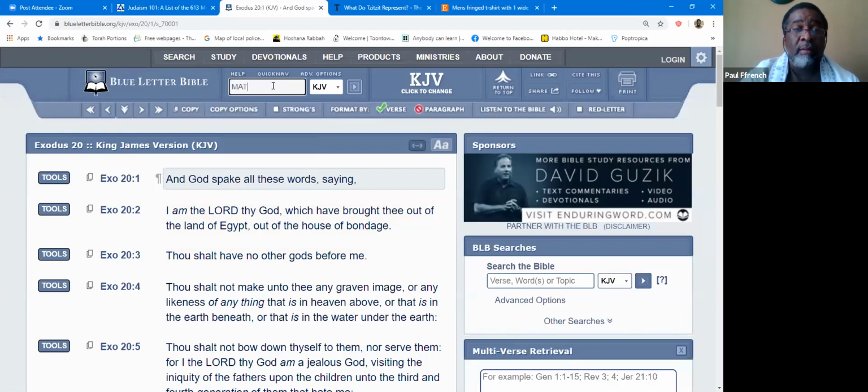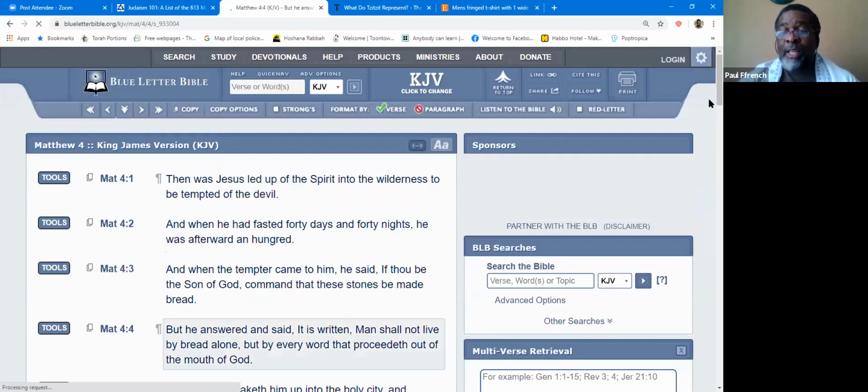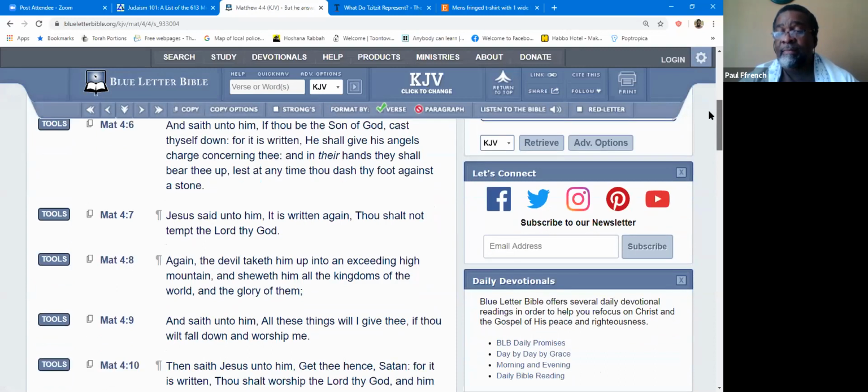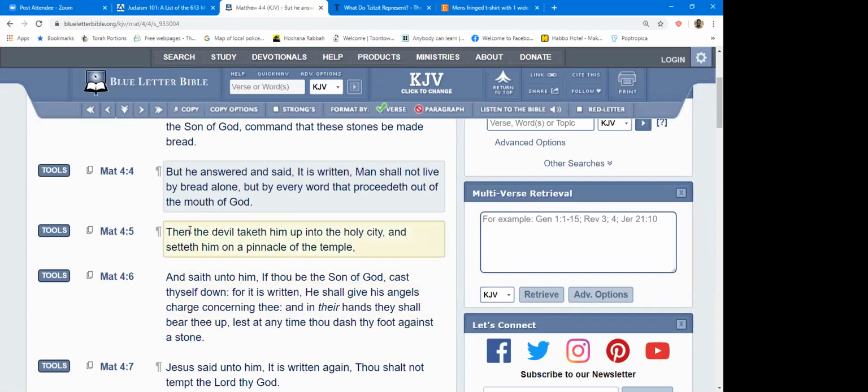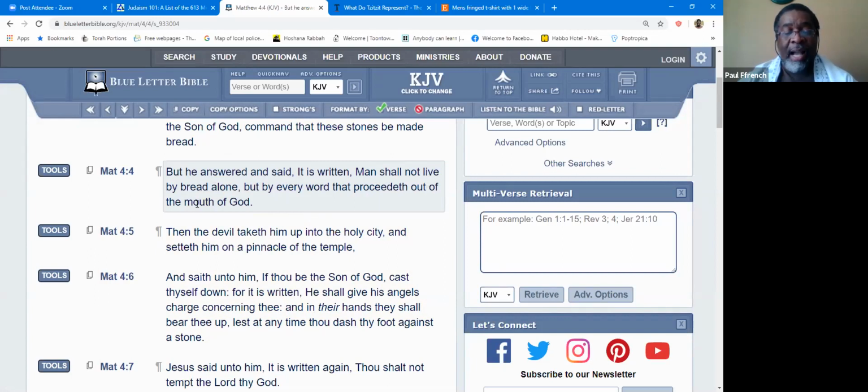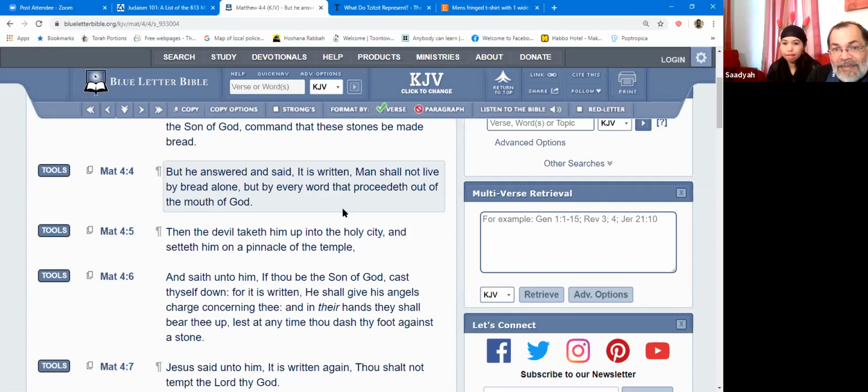Now, Matthew 4, verse 4. Yeshua said something. He answered and said to the devil, the Satan, "It is written, man shall not live by bread alone, but by every word that proceedeth out of the mouth of God." What does that mean? Matthew 4, verse 4. Anyone? In relation to the commandments. Man shall not live by bread alone, but by every word that proceeded out of the mouth of God. And when did that happen? Matthew 4, verse 4.